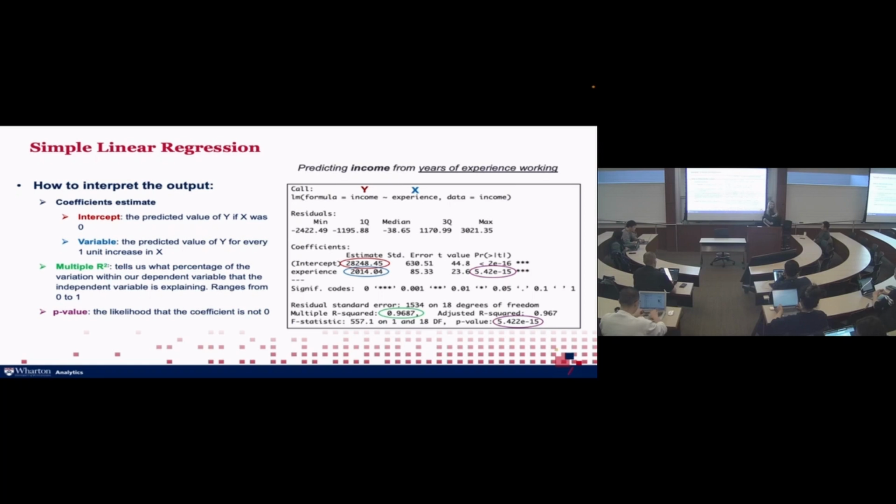You'll notice there are two p-values on this output. There's one for the experience variable, and there's one down here for the model. Because we only have one x variable in this model, these two p-values are going to be the same. But you'll see that when we increase the number of x variables or predictor variables, the p-value for the model will be different than the p-value that we see for the coefficients up there.